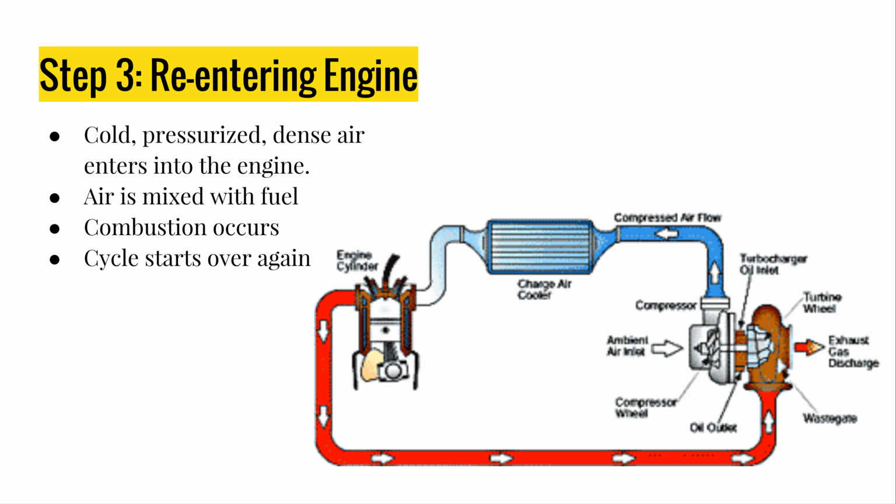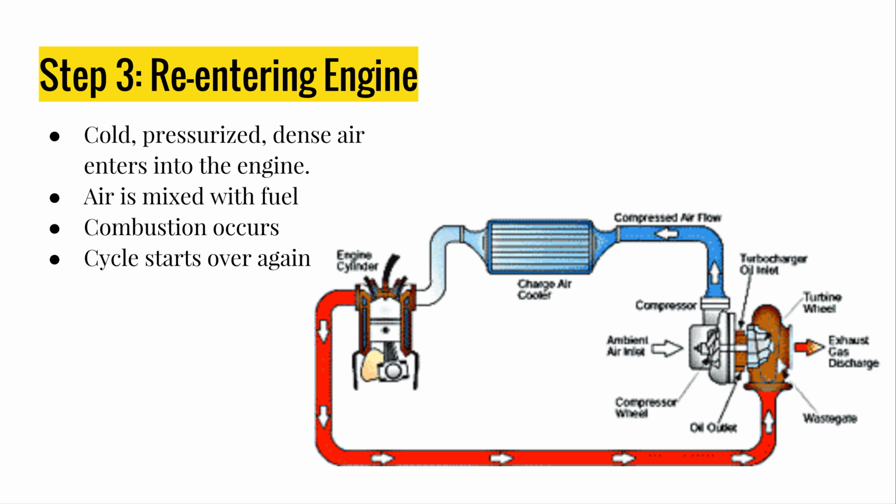So when this dense air enters back into the engines, it enters back into the cylinders and is mixed with fuel and is ignited. Now, when it's ignited, combustion happens again, and combustion creates the energy used to move the car. Now, after combustion happens, the cycle starts all over again. And that's basically it. It's a relatively simple process. There are a lot of moving parts, but if you think about it, it's pretty simple.